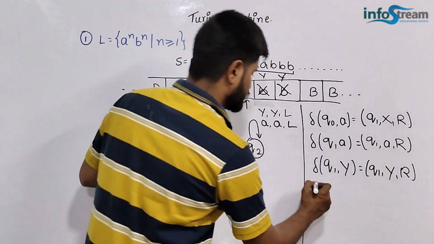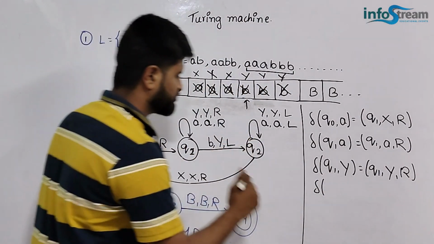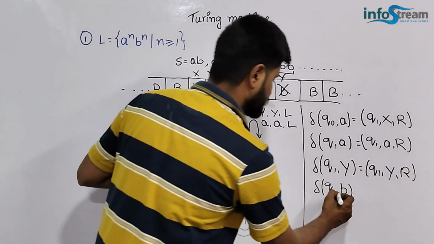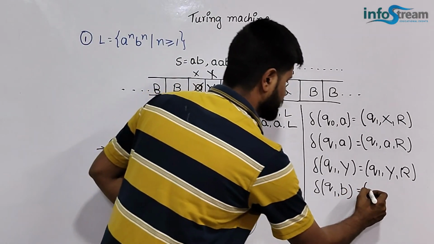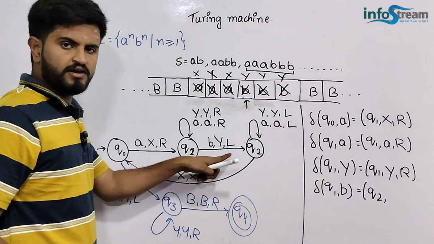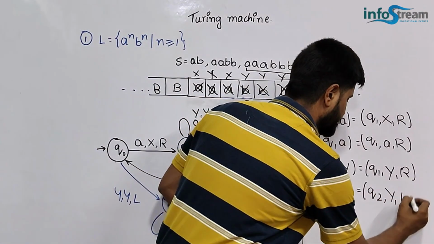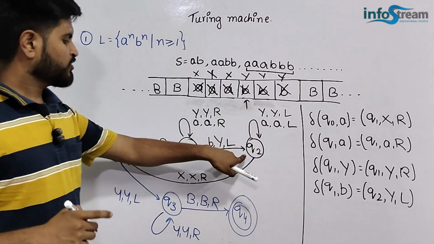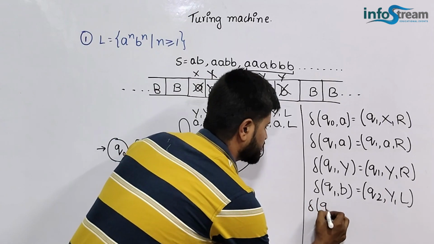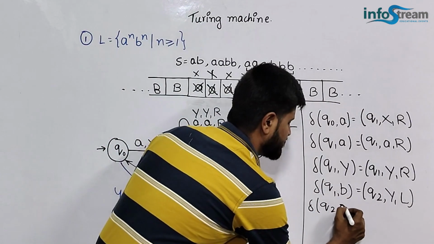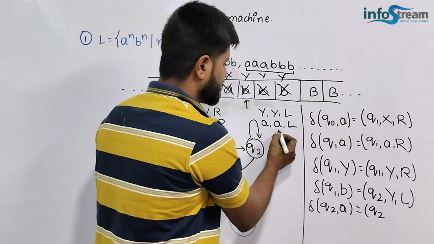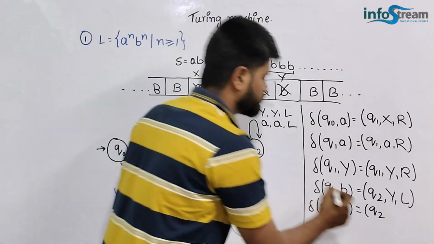Now from Q1 you are moving to Q2. So delta of Q1 comma, if you give the input as b, it will be moving to Q2 state, replacing b using y and moving towards the left. Next, you come to Q2, which has two self loops. So delta of Q2 comma, if you give input as small letter a, it will move to the Q2 state itself, that is a self loop. It will replace the a using a and move towards the left side.